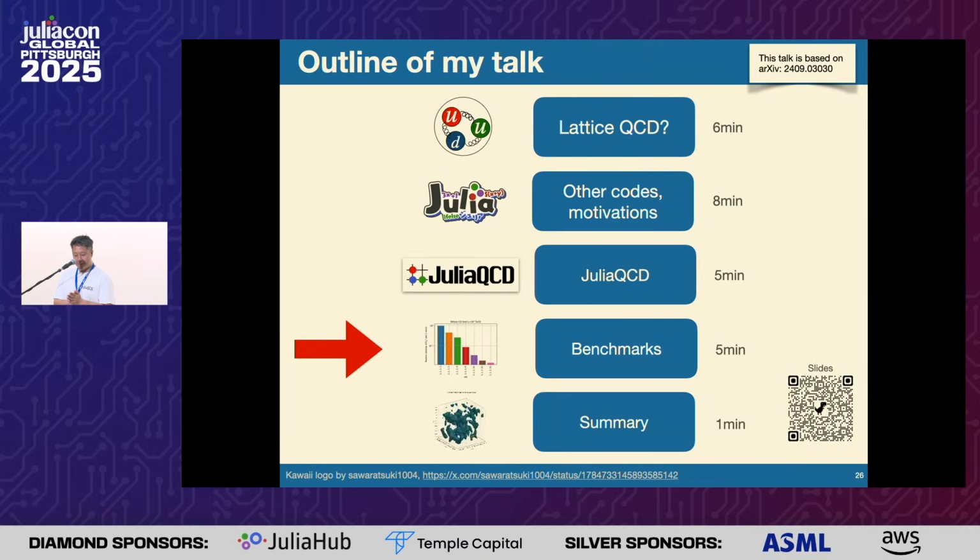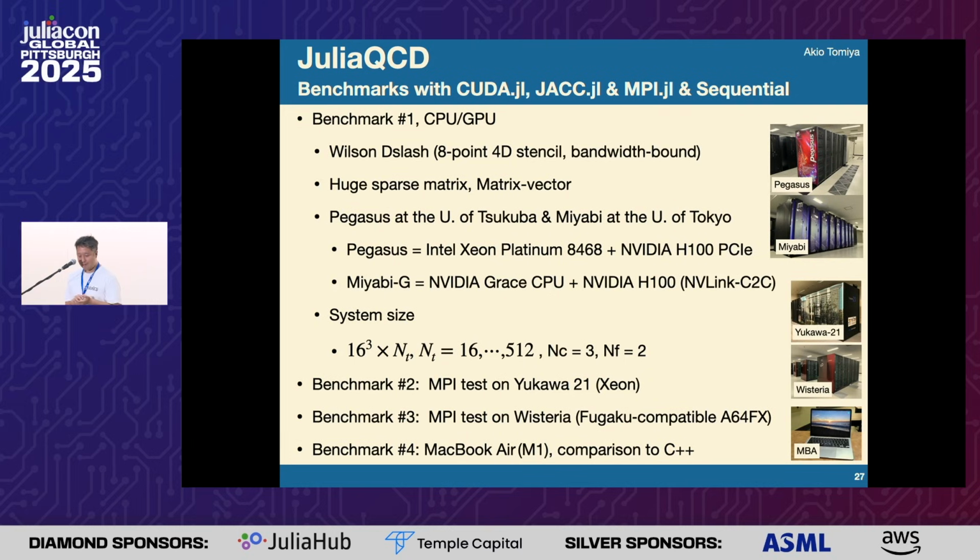Okay, let me introduce the benchmarks. We performed several benchmarks for different machines. Benchmark number one is my main benchmark. This is the calculation test for the GPU and CPU, and we calculated the operation of D slash. This is just a matrix vector multiplication, but it is a good indicator of the performance.